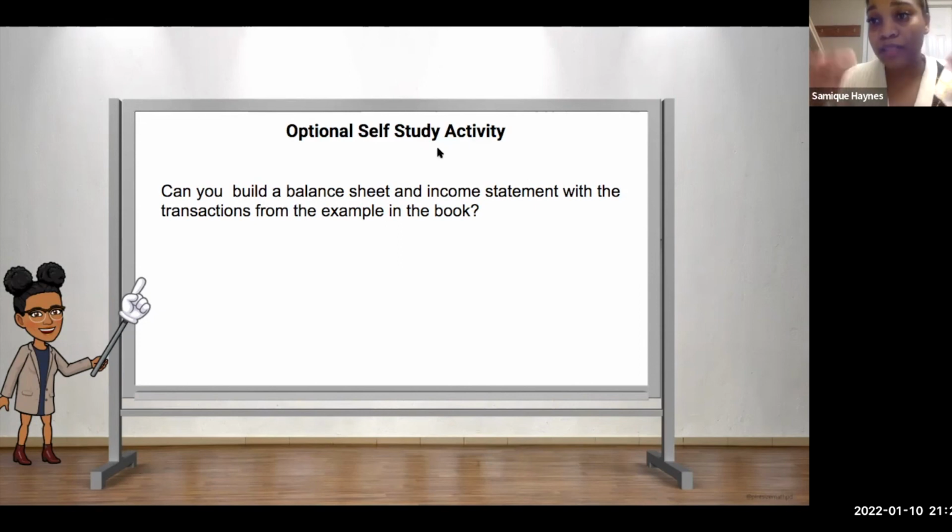That's the Excel spreadsheet I was going through with what happens to assets, what happens to liabilities, equity. You remember that? So you're going to go through that again by yourself. Make sure you understand all of those different transactions. Try to see if you can build your own balance sheet and income statement, all right?